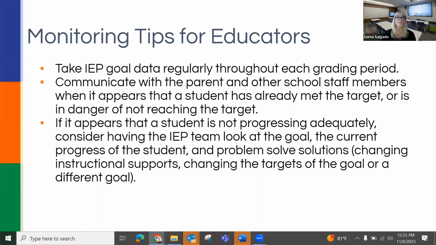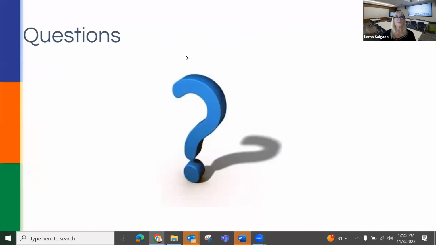If a student isn't progressing, then we need to look at it and problem solve solutions. Do we change the supports the kid is getting, the targets of the goal? Do we totally move to a different goal? Do we add accommodations? Do we add supports? Those are good questions when kids aren't making progress on their IEP goals.